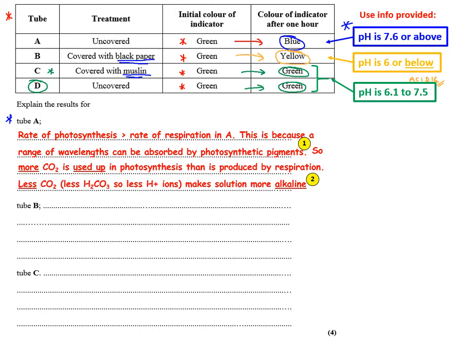And if the rate of photosynthesis is greater than the rate of respiration in A, more carbon dioxide is going to be used up, because CO2 is fixed in photosynthesis. It's used up to make glucose eventually. More carbon dioxide is being used than is produced from aerobic respiration inside the mitochondria. So overall, in the solution in tube A, less carbon dioxide is present, because more of it is being used in photosynthesis than is being produced.